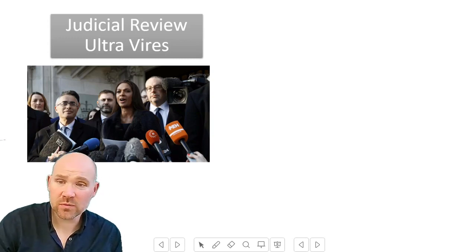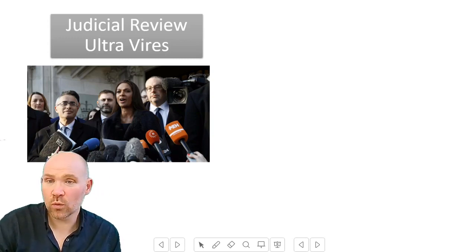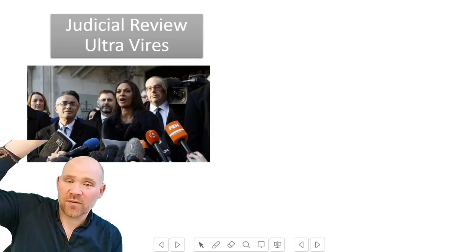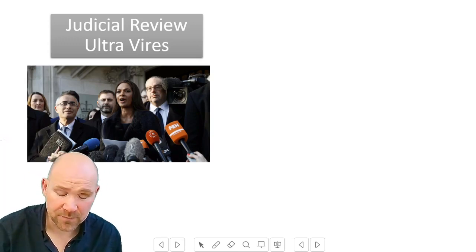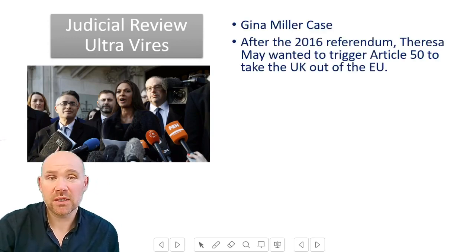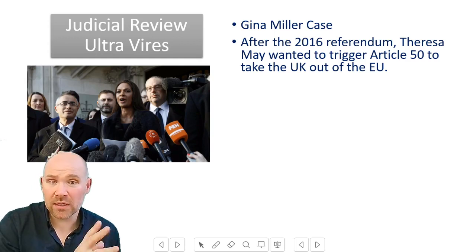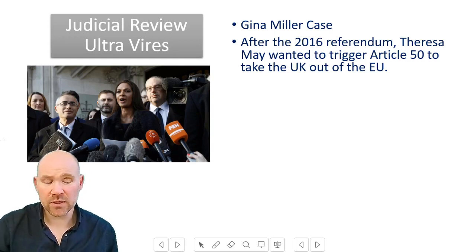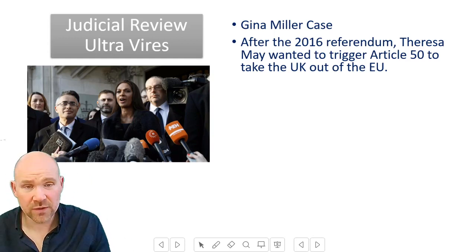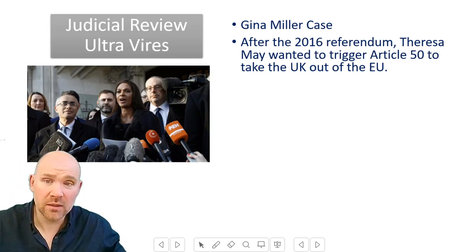Now, one of the famous ones from a couple of years ago is what has become known as the Gina Miller case. The lady here in the picture, which is probably above my head, sorry, is called Gina Miller. When Theresa May was trying to take Britain out of the European Union, she wanted to trigger Article 50 to take us out. So there was a referendum, shall we go or shall we stay? The people voted to leave, and so Theresa May wanted to trigger Article 50.